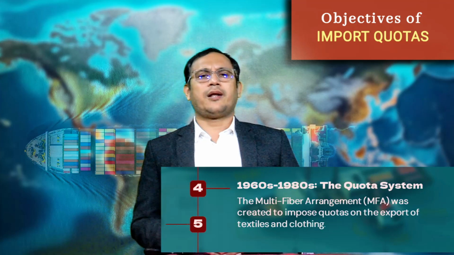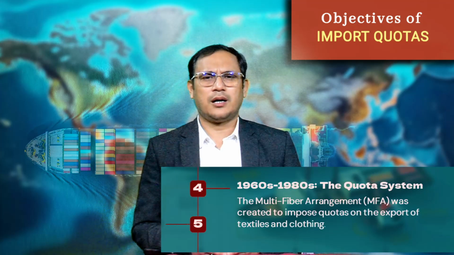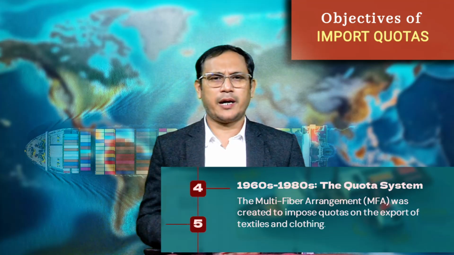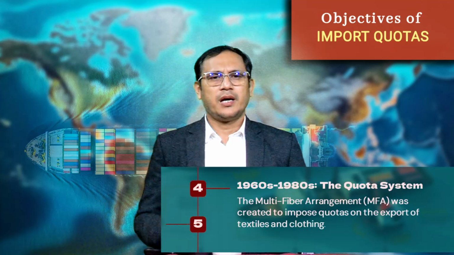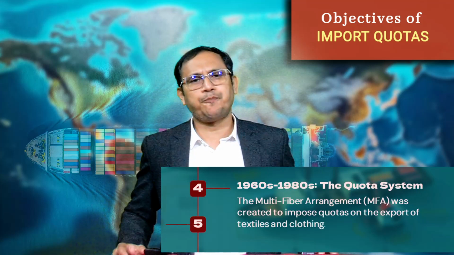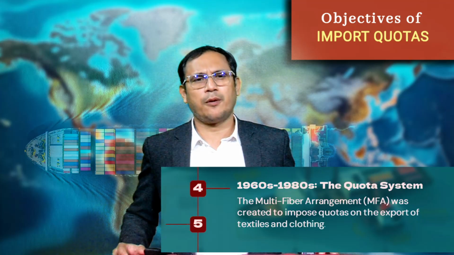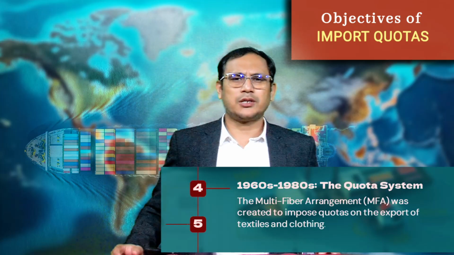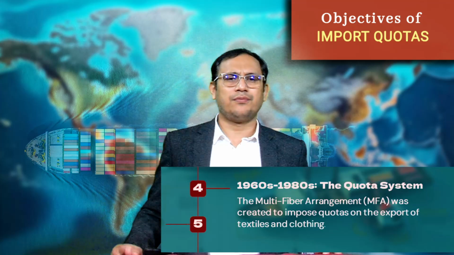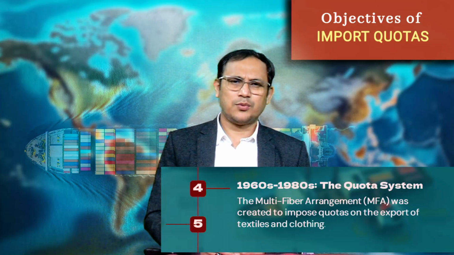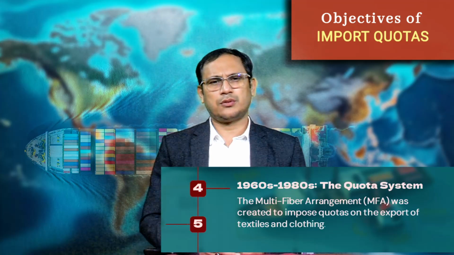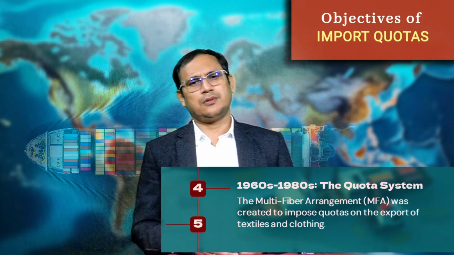So what happens next? Due to this, the Multi-Fiber Agreement aimed to limit the influx of cheap textile goods from developing countries, particularly China, India, and others, to protect jobs in the textile industries of developed countries. So that is why the Multi-Fiber Agreement remained in place until 2005.